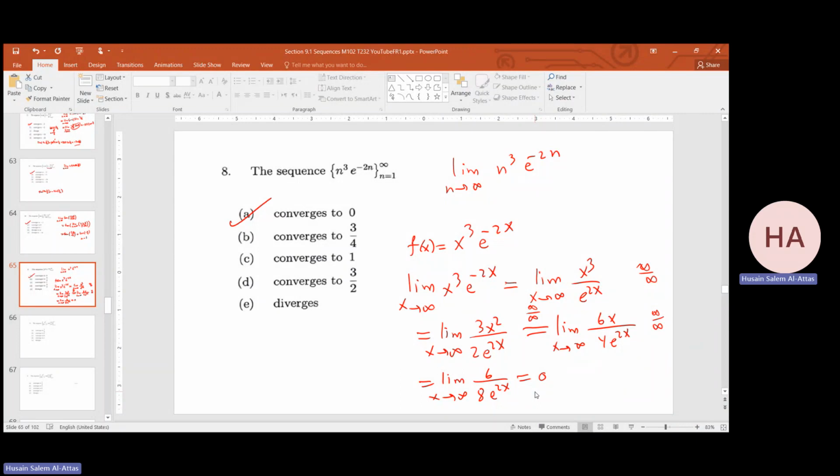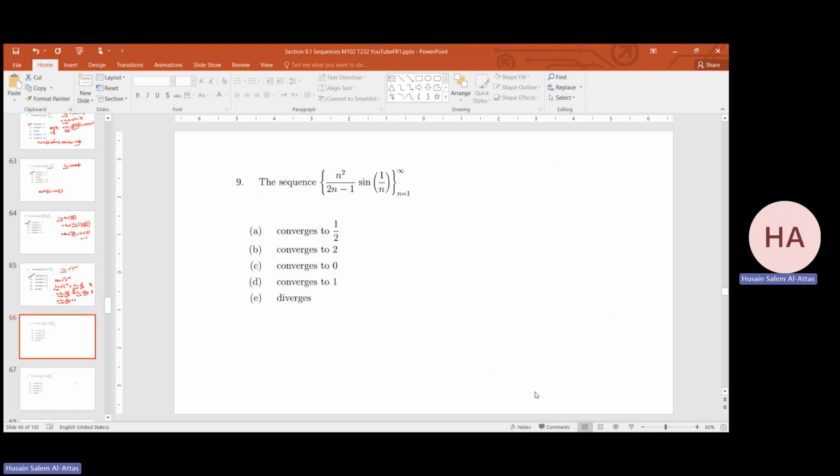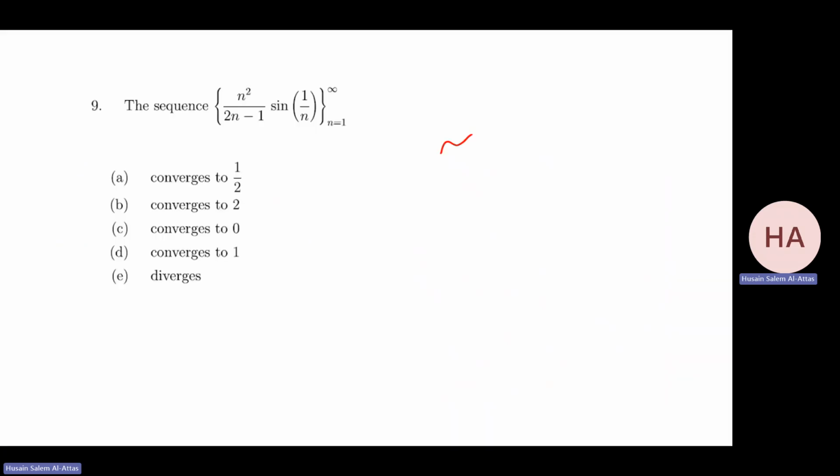Let me see what will happen. Okay. These are all the exam problems. We'll continue doing these exam problems. Yeah, so we are here. I have n squared over 2n minus 1. I want to check this.